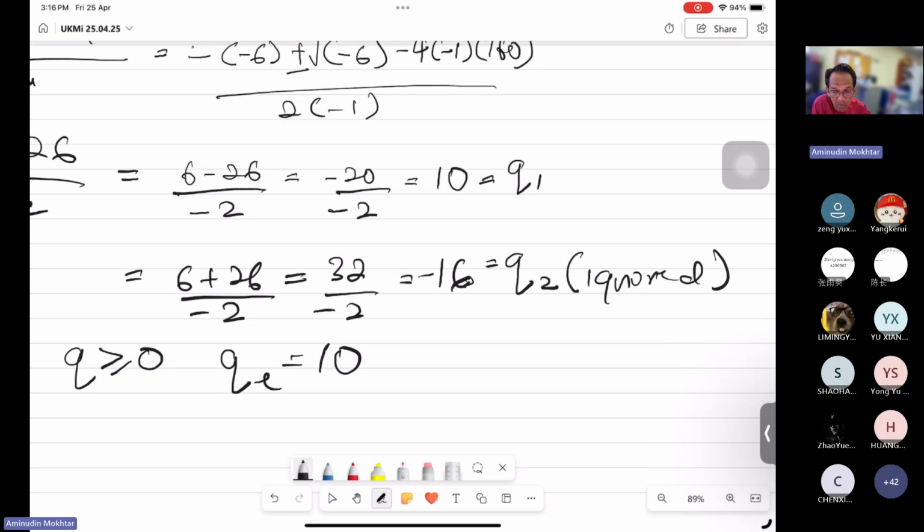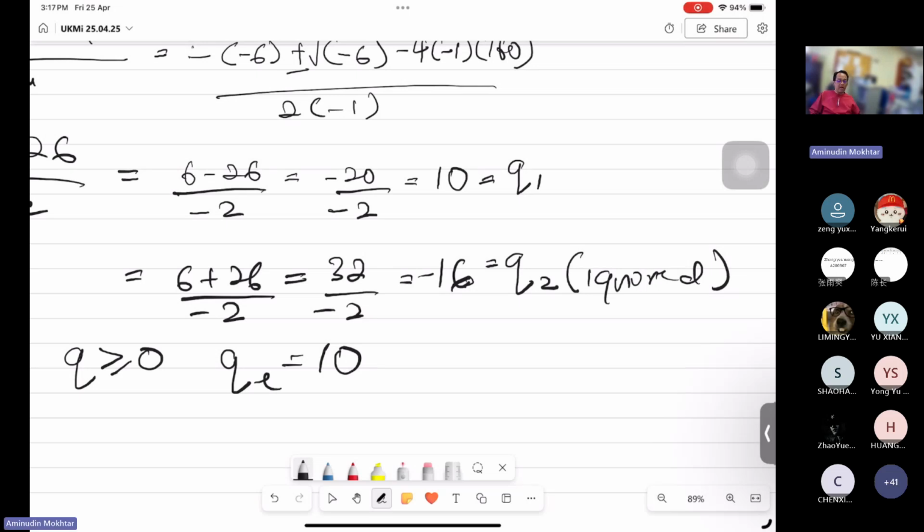We just ignore it. You need to calculate and find both values, but the right answer is just when Q is positive. The other Q, when Q is not positive, of course it is negative, you just write in bracket, just ignore. So the correct answer is Q equal to 10.